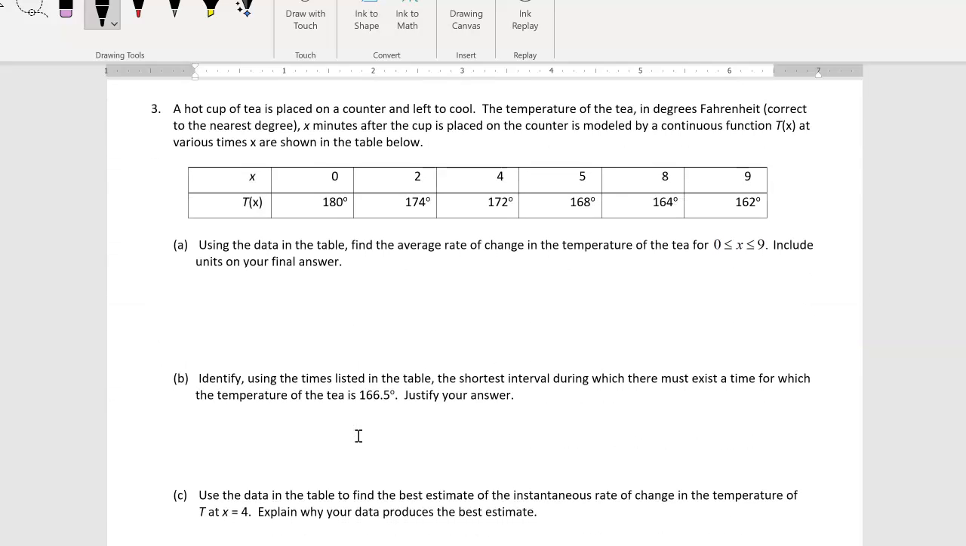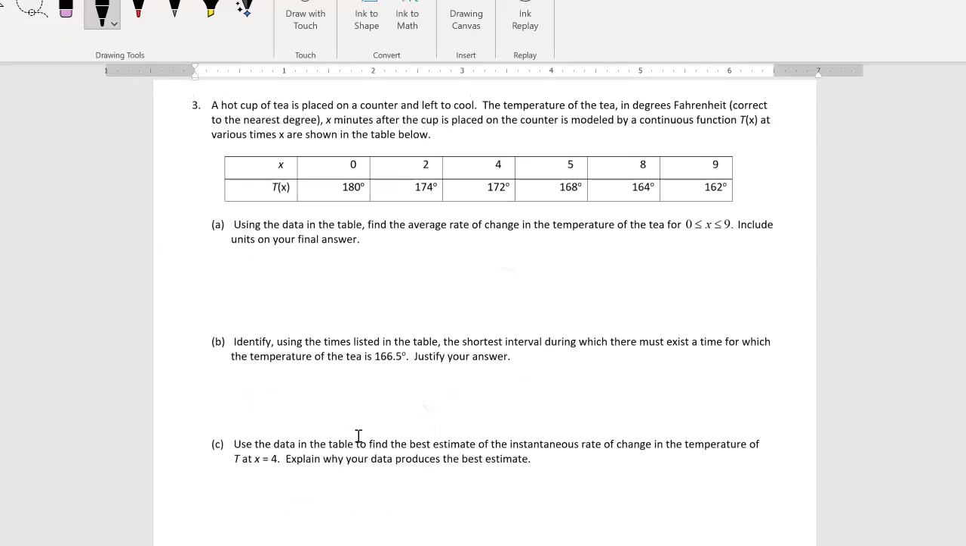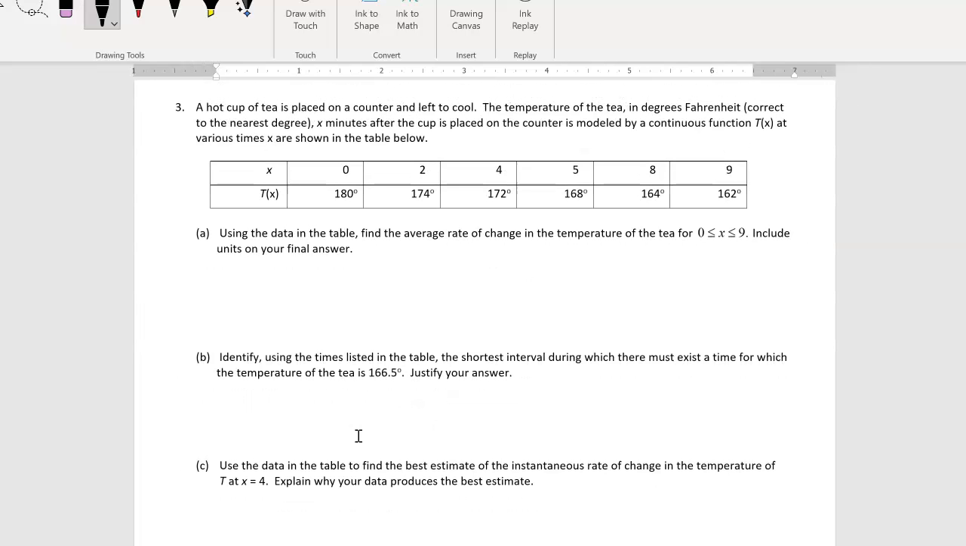Let's go to page 2, where we have the data table. We've got a cup of tea placed on a counter and it's cooling, and we're looking at times 0 through 9 and checking the temperature. These are the only values that you're given. You can't make some up based on what you think is going on in between. Notice that I said based on the data in the table, using the times listed in the table. So that was real important that you did that.